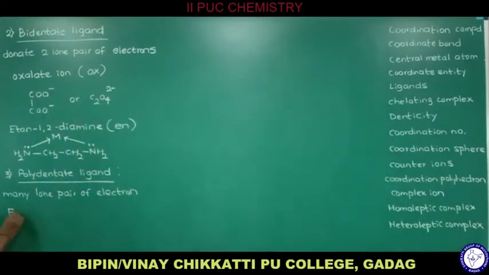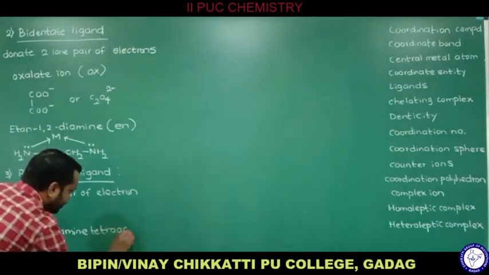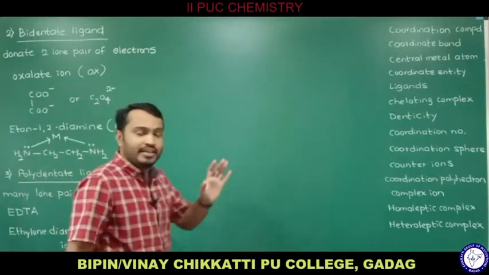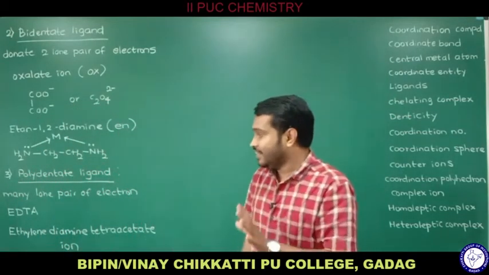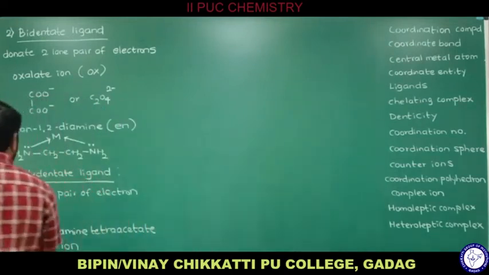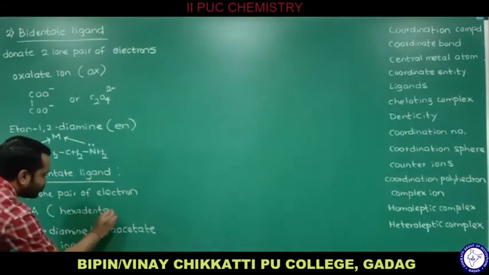The well-known example I write here, a very good example of a polydentate ligand, is EDTA, and we have the ion form of that. So EDTA, let me write here: ethylene diamine tetraacetate, ethylene diamine tetraacetate ion. This is nothing but the full form of EDTA. EDTA belongs to polydentate ligand. In general, I said this is a polydentate ligand, but particularly, this is a hexadentate ligand.